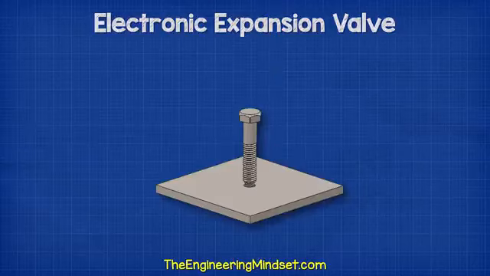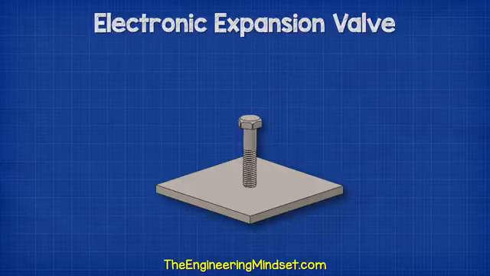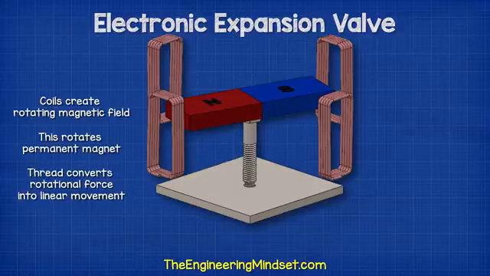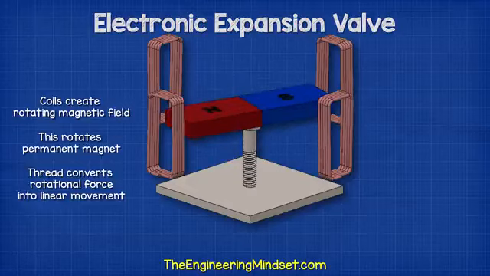We also know that if we align a bolt with a threaded hole and rotate the bolt, it will drive into the material. We can reverse the rotational direction and remove the bolt. So if we connected a magnet to the top of the bolt head and use the coils to create a rotating magnetic field, we can convert rotation into linear movement.